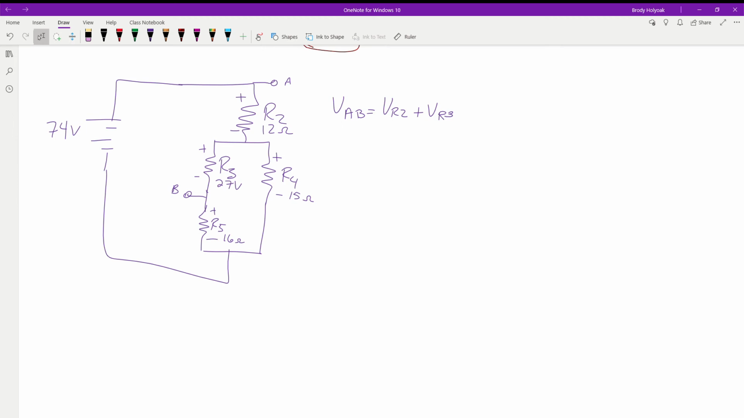It's just a series parallel circuit that has multiple branches. That's all it is. Okay, so when we look at this, we have 74 volts. We're going to drop 74 volts across R2, and then whatever this equivalent is going to be. So we need to solve for the equivalent of this circuit.